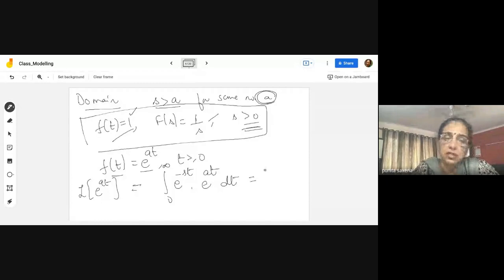which is nothing but the integral from 0 to infinity of e to the power. I deliberately want minus here because otherwise the limit will not exist. I have a function like this. So what is the limit here? What will be the integral?